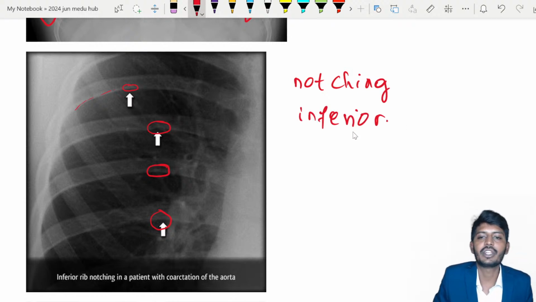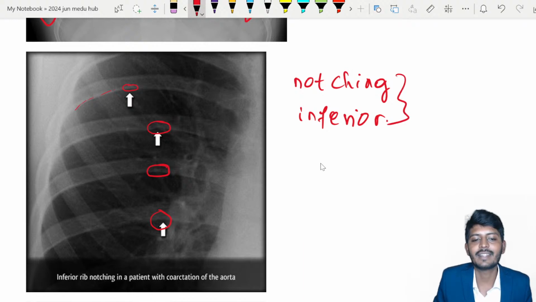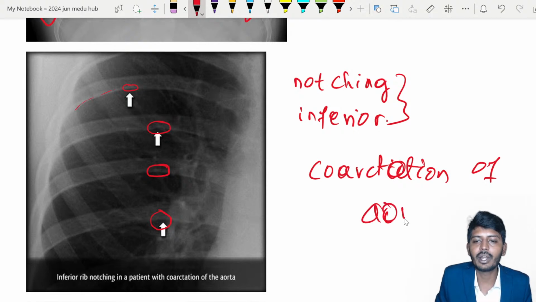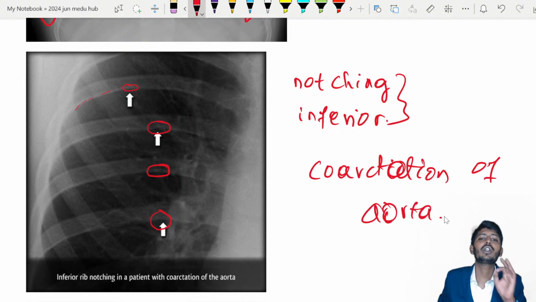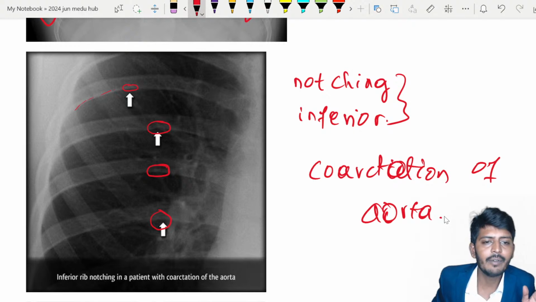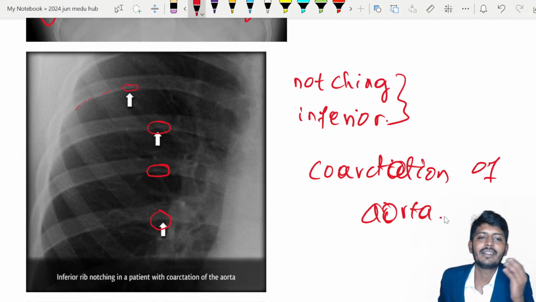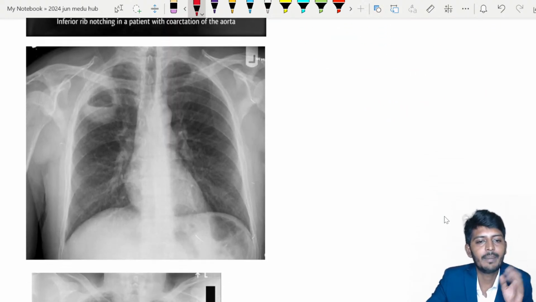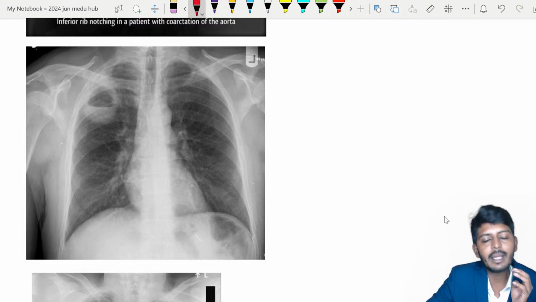inferior rib notching. Inferior rib notching is a sign of, yes, coarctation of aorta. So this is a very important previously asked question. Coarctation of aorta will give you which appearance? Inferior rib notching and ulcer like appearance below the ribs. That is telling you what? Inferior rib notching. Let's go to the next important picture.